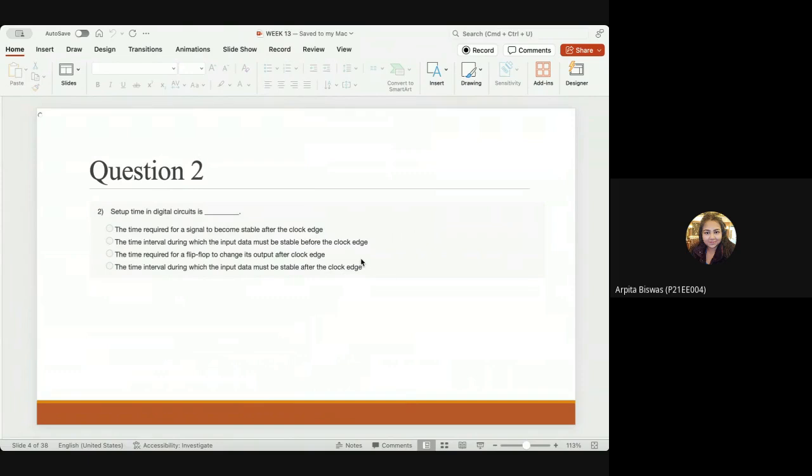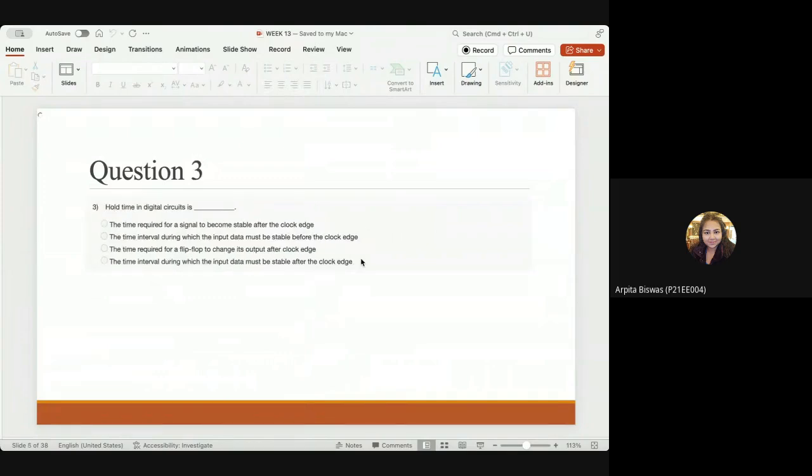So what is the right answer? Question number two, the right answer is option B: the time interval during which the input data must be stable before the clock edge. Okay, so next move toward question number three.